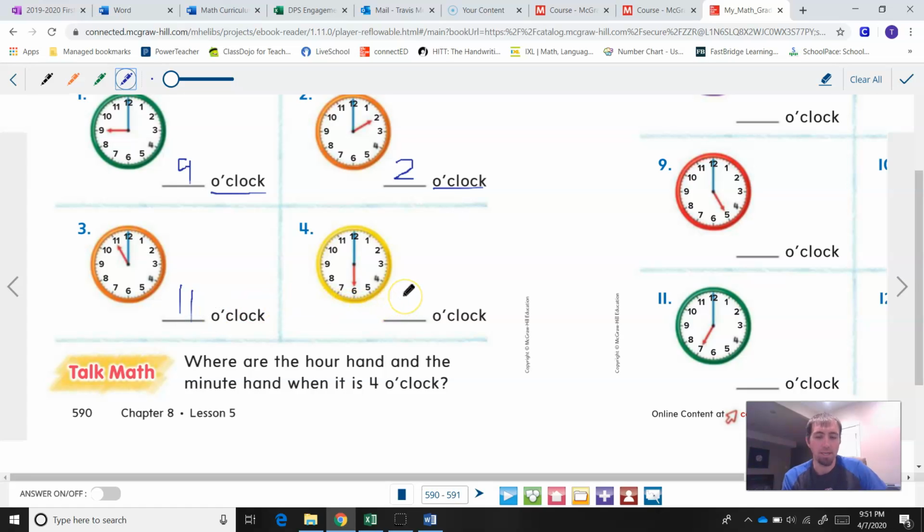My next one, again, what do I start with? I start with the hour hand, the short hand. That's right. It is pointing at the 6. I look at my minute hand. It is pointing to the 12, so it's o'clock. So I know it is 6 o'clock.